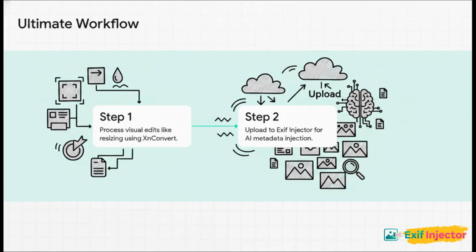Your ultimate workflow really just comes down to these 2 simple steps. Step 1. Process your visual edits, your resizing, your watermarking, your format conversions in a powerful free visual tool like XnConvert. Step 2, take those beautifully processed files and just drop them into Exif Injector. Let the AI generate and embed all that highly searchable metadata for you. The result? You get a fully optimized, web-ready batch of hundreds of images without ever touching a terminal command or writing a single line of code.